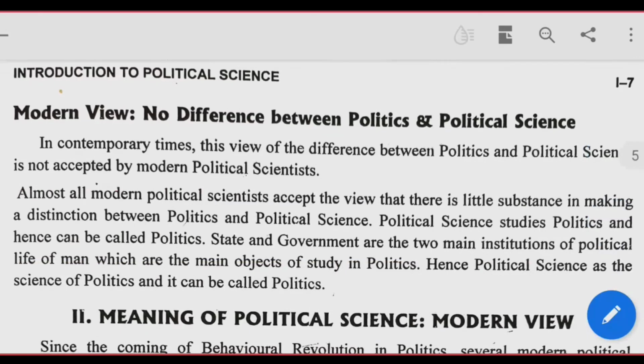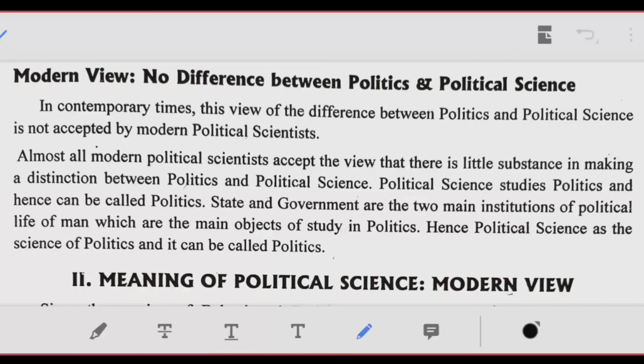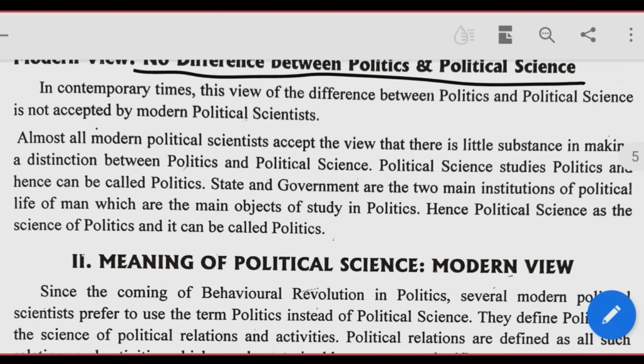Now, next one you can see here, the modern view. Within the modern view, there is no difference between politics and political science. So it is mentioned directly over here, there is no difference between politics and political science. It is mentioned over here clearly.